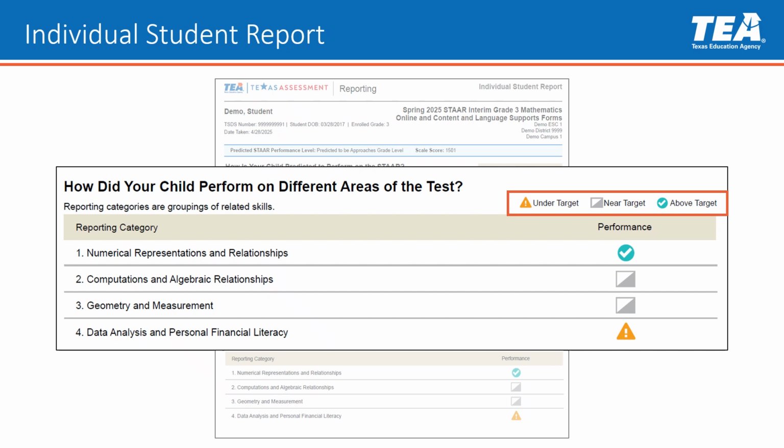Under target, as in reporting category 4, means that the student scored below the expected level of performance for these standards and is in need of additional support and instruction to reach proficiency for STAAR summative. Near target, in reporting categories 2 and 3, means that due to the small number of questions, there is not enough information to determine if they're actually above or below target in that reporting category. Note, reporting categories are not included in any science interim assessment.